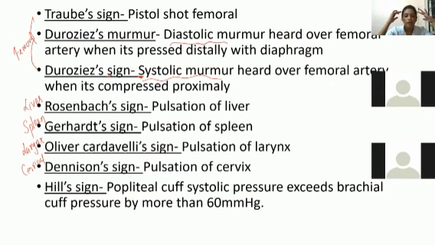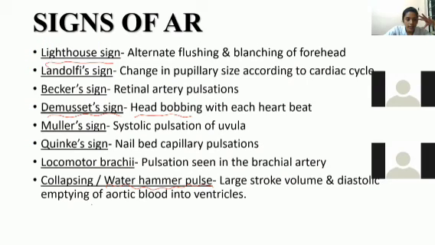You can even remember them from the head down. From the head, it starts with the lighthouse sign. Then in the eyes, Landolfi sign and Becker sign. De Musset sign, head bobbing. Then Muller sign, we are coming to the mouth, that is the uvula pulsation. Next we are moving on to our limbs. In the upper limbs, in the hands, nail bed capillary pulsation, that is the Quincke sign. Then locomotor brachii, the brachial artery pulsation. Then water hammer pulse is also seen in aortic regurgitation.